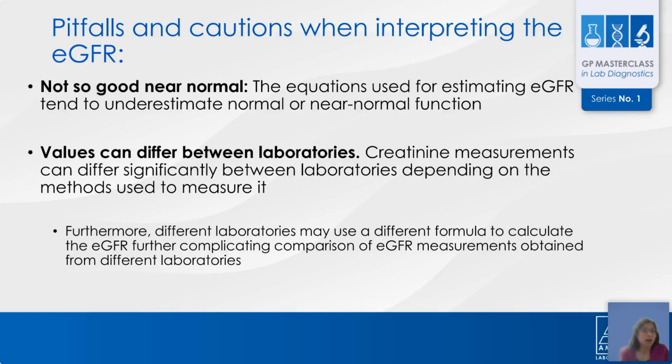So what do we say about the not so good near normal? What does that mean? The equations used for estimating eGFR tend to underestimate normal or near normal function. Therefore, slightly low values, for example around 60 mL per minute per 1.73 square meters, our CKD cutoff, should not be overinterpreted.